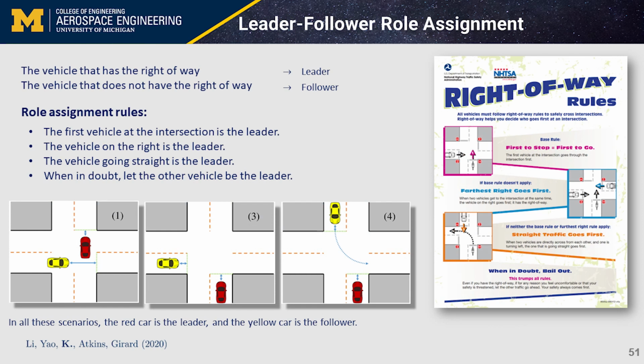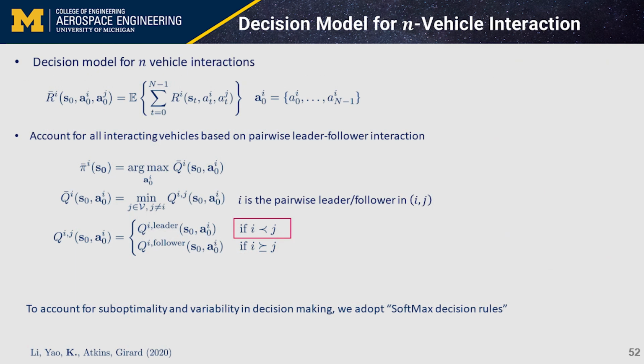Well, one way is to use traffic rules. The other way is not to be sure, but to infer online through interactions whether someone is a leader or follower. And I'll say a few words about this very shortly. But certainly, there are enough rules in, for example, if two vehicles come to an intersection at the same time, in the US, the vehicle on the right has the right of way. That can be used and reflected in this case.